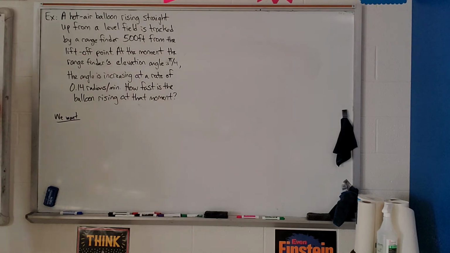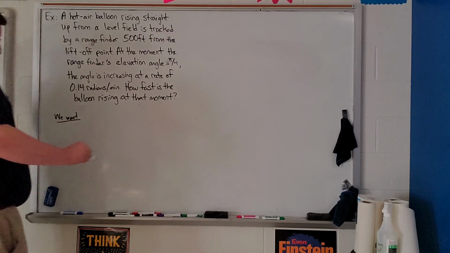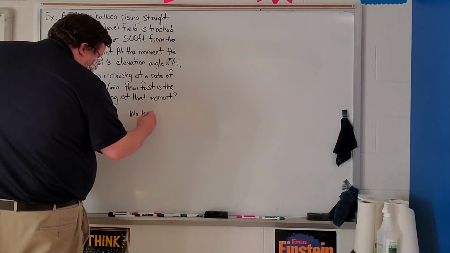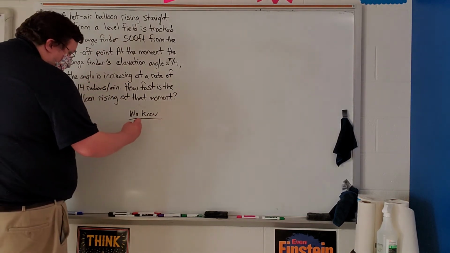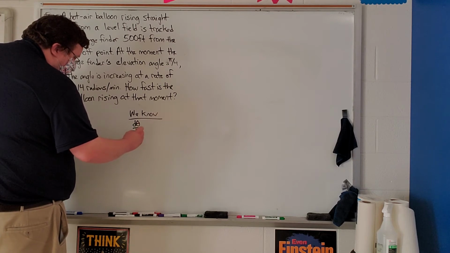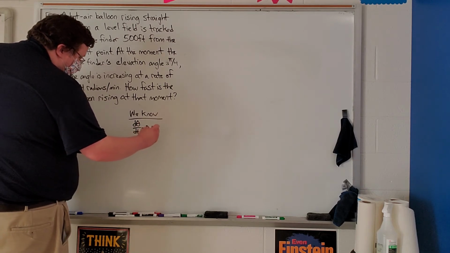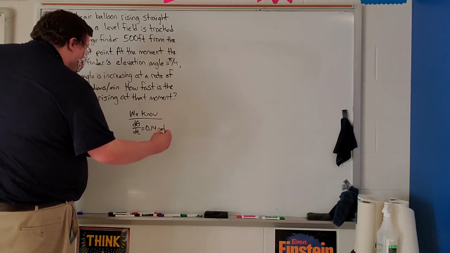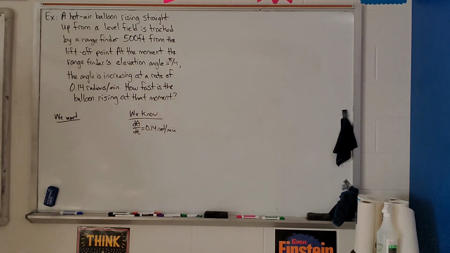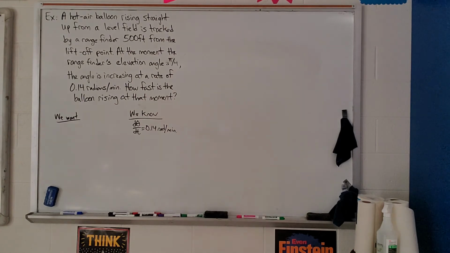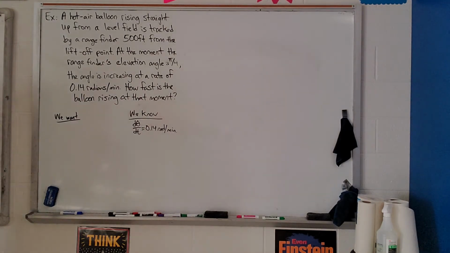Well, it's rising at 0.14 radians a minute, right? That's the angle. Sometimes it may be easier to first do what we know. We know that the angle is increasing. We can call our angle theta. The angle is changing over time by 0.14 radians per minute. So d theta dt, the angle, I called it theta for reference, but whatever angle you want to use, is equal to 0.14 radians per minute.